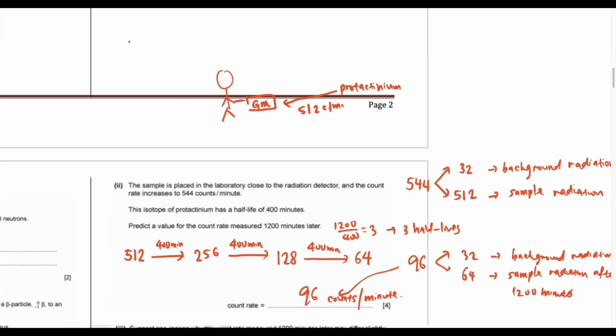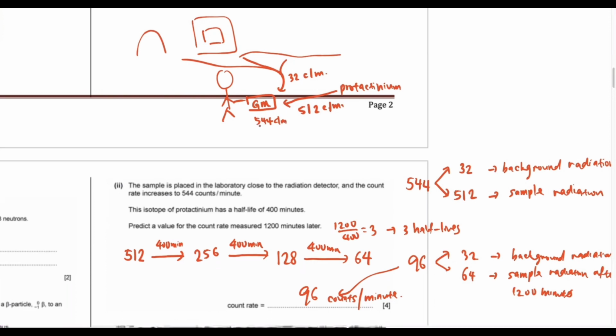But the problem is you are staying in the surrounding with rocks, with buildings, with earth, the ground. They supply readings to the instrument also. The reading supplied is 32 count per minute. So that's why the Geiger-Müller counter will detect 32 plus 512, which is 544 count per minute. One is from the sample that you use, the radioactive isotope. The second one is from the surroundings. So altogether you detect 544.